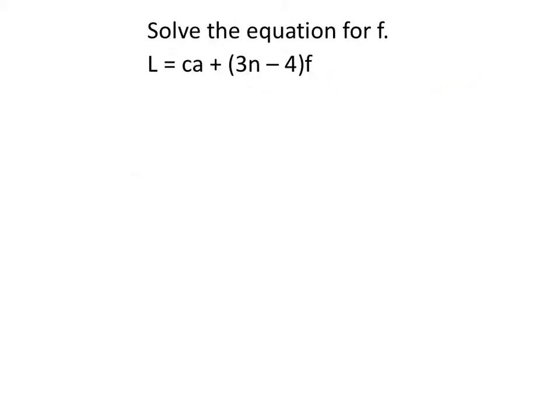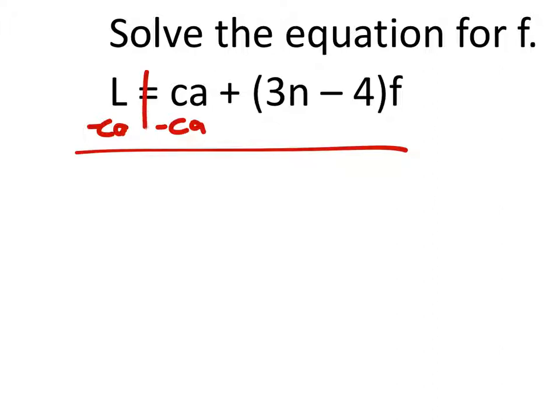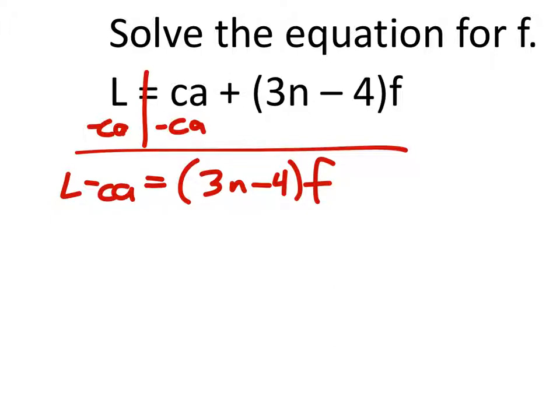L equals CA plus 3n minus 4 times F. And we are solving for F in this case, so I don't want that CA right there. I want it somewhere else. So I'm going to subtract CA, just to start off, from both sides. L minus CA, there on the left. And I can't combine those two because they're not like terms. So now I've got L minus CA equals 3n minus 4, in parentheses, which we do need, times the F.